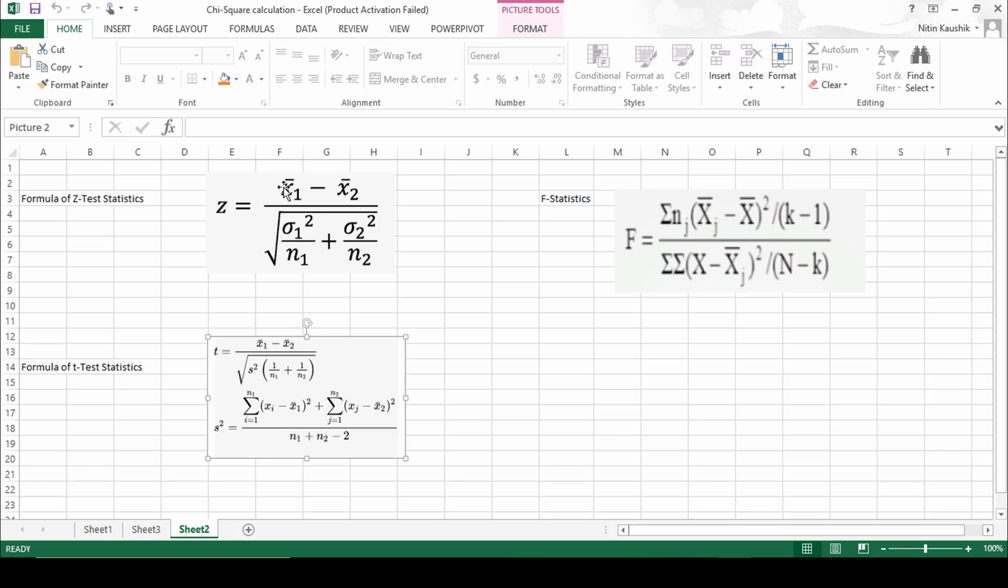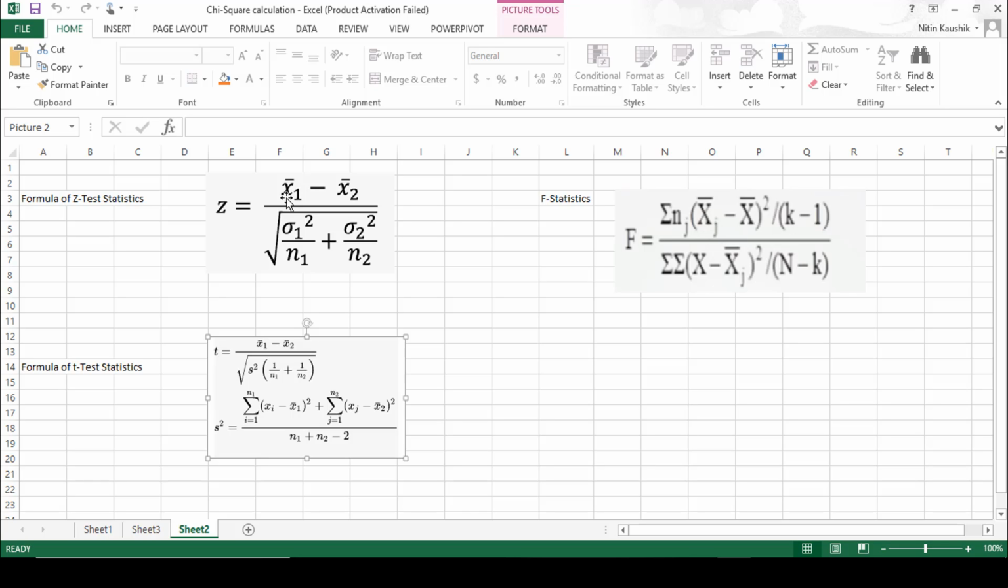So here x1 bar and x2 bar are averages. Okay, and sigma 1 square and sigma 2 square are variances. Okay, and n1 and n2 are nothing but observation counts. So z is a standard normal distribution here.